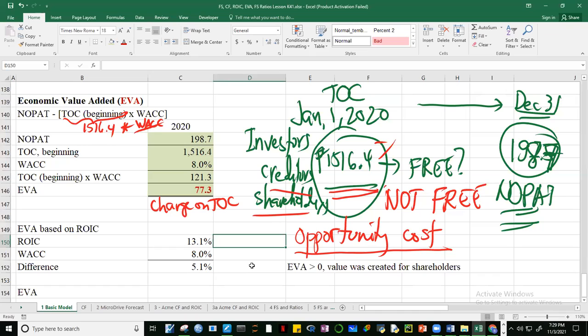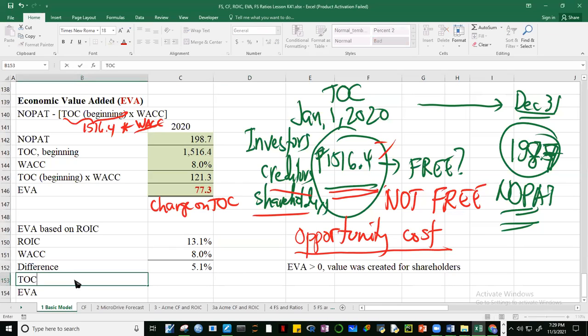Isipin lang din natin, guys, na nag-invest tayo. Magkano ini-invest, guys? We multiply it, sir, with the TOC. Yes, TOC. TOC what? TOC, Beginning. John? Yeah, okay. Yeah, that's correct, John. Thank you. So sabi ni John, TOC beginning. Our TOC beginning, we know that to be 1516.4.